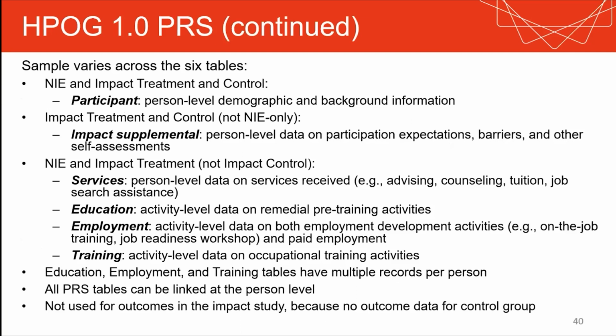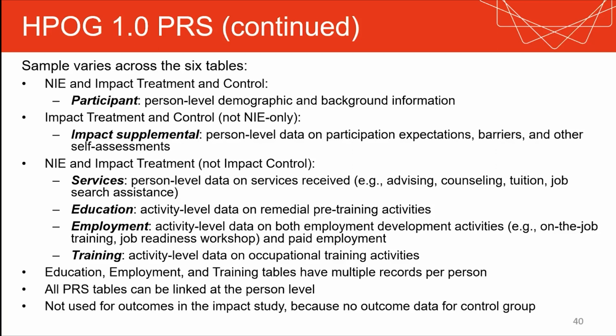There are 6 different tables, and the sample varies a bit by table. It's really sort of 3 different groupings. So the entire sample has data in the participant file. This has person-level demographic and background information. The impact sample, both T and C, has data in the impact supplemental table. This contains person-level data that was used in the impact study on participation expectations, barriers, various self-assessments.